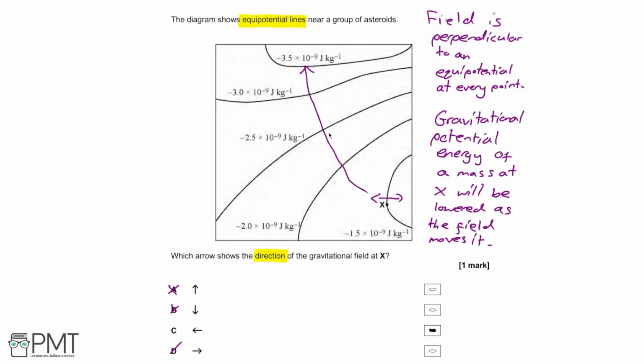As motion in this direction fulfills the criteria that the field, which will produce a force in the same direction as the direction the field is pointing, be perpendicular to the equipotential, and also moves the mass towards regions of lower potential energy.